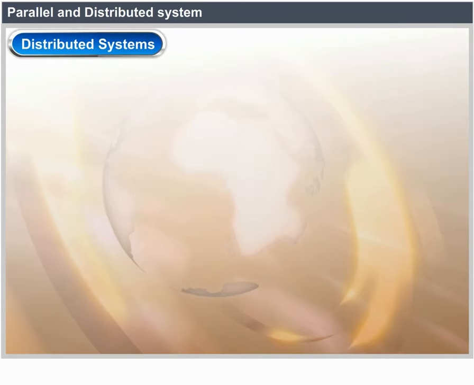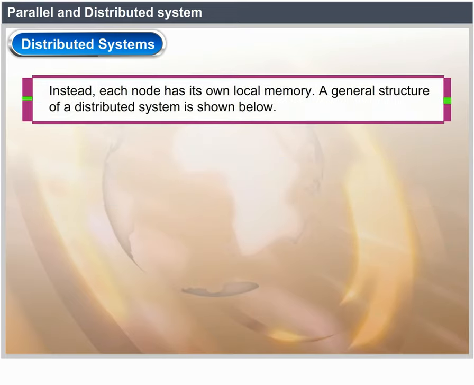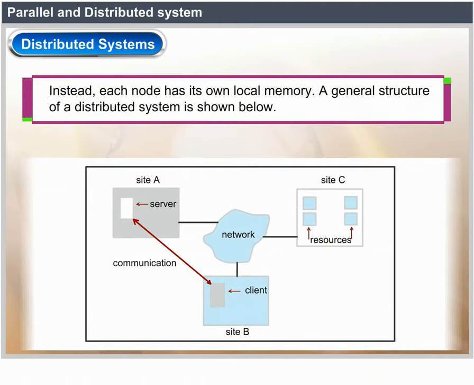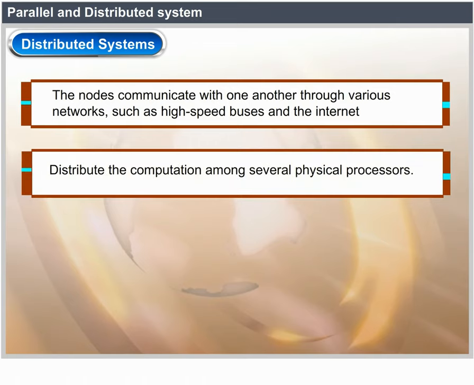Distributed systems. A distributed system is a collection of processors that do not share memory or a clock. Instead, each node has its own local memory. A general structure of a distributed system is shown below. The nodes communicate with one another through various networks such as high-speed buses and the internet. They distribute the computation among several physical processors.